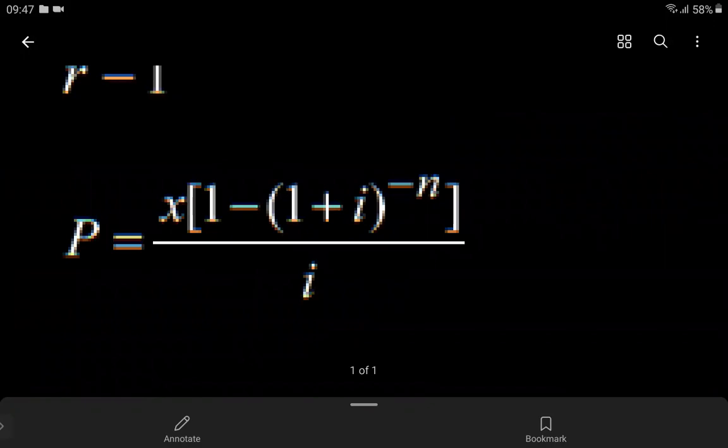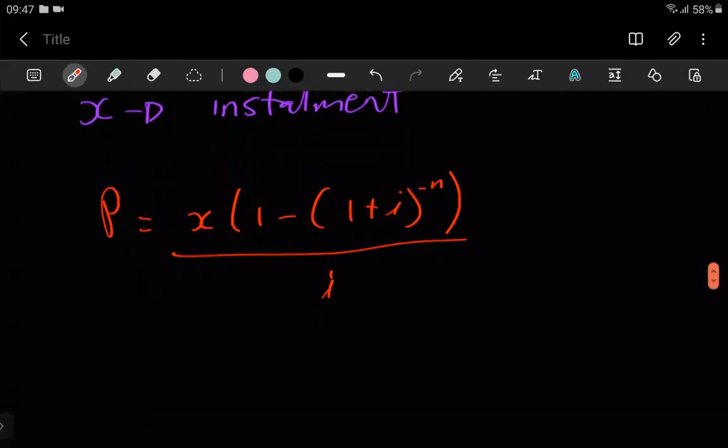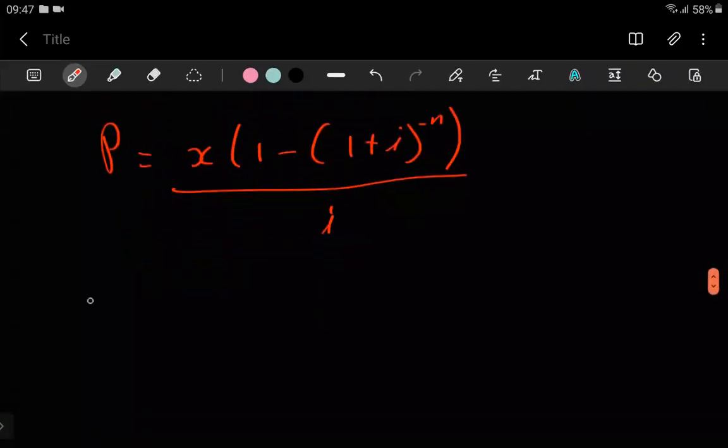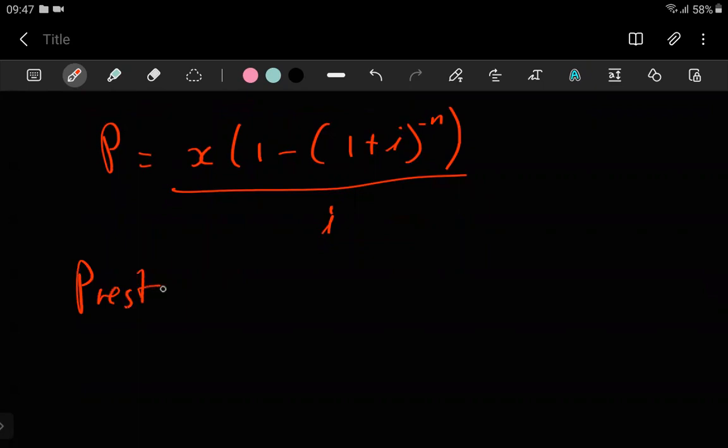Pardon? Could it be past because the other one's future? Funny enough, this is present. Present value annuities. You're close, because with P and time, there's either past or present. So present value annuities.